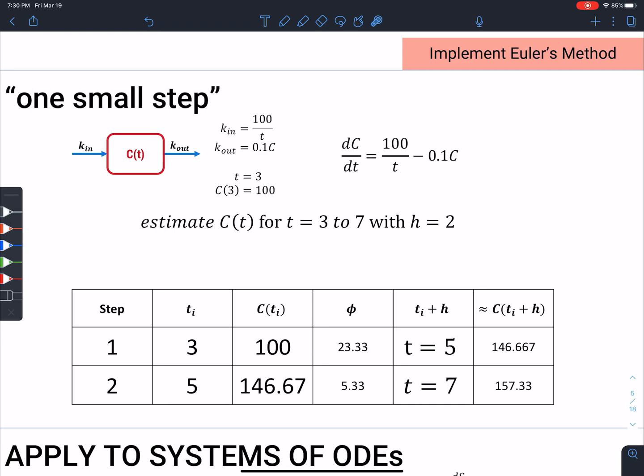And so just to be complete, we have the formulas in front of us. I'll also write this here. C of t_i plus h will be equal to c of t_i plus, and I'm going to plug in this for the dC/dt or f. So I'll plug it in here, and that's going to be 100 over t_i minus 0.1 c of t_i, times h. This is our f.